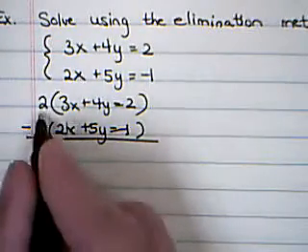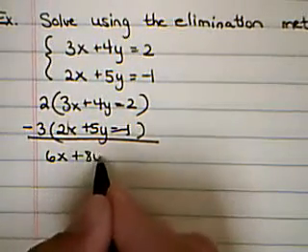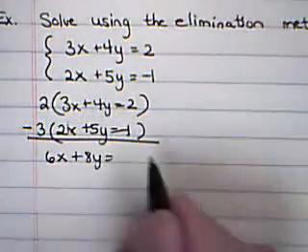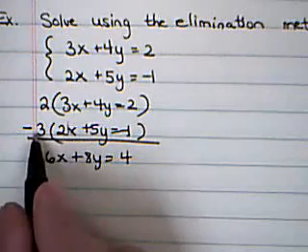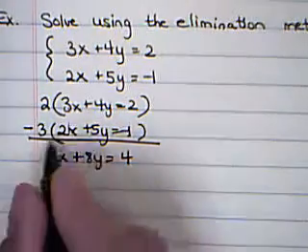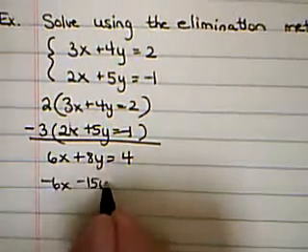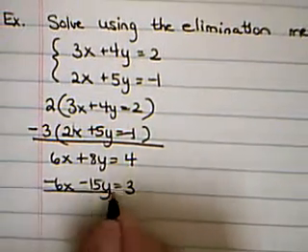So I'm going to distribute the top. 2 times 3x is going to be 6x. 2 times 4y is positive 8y equals 2 times 2, which is going to be positive 4. The second equation, I'm going to distribute the negative 3. Negative 3 times 2x is negative 6x. Negative 3 times 5y is negative 15y. Negative 3 times negative 1 is positive 3.